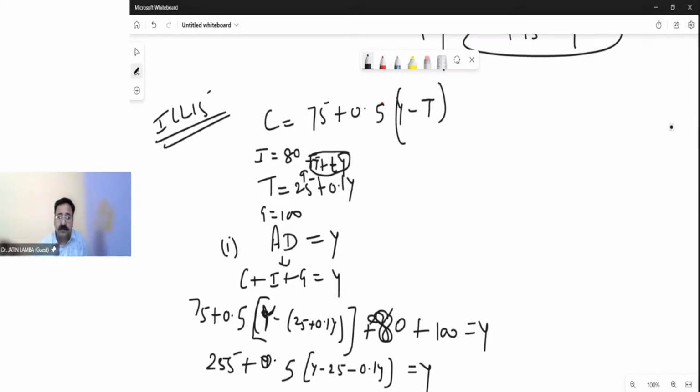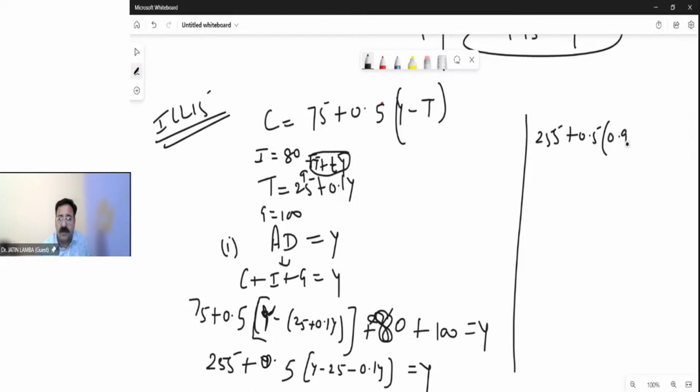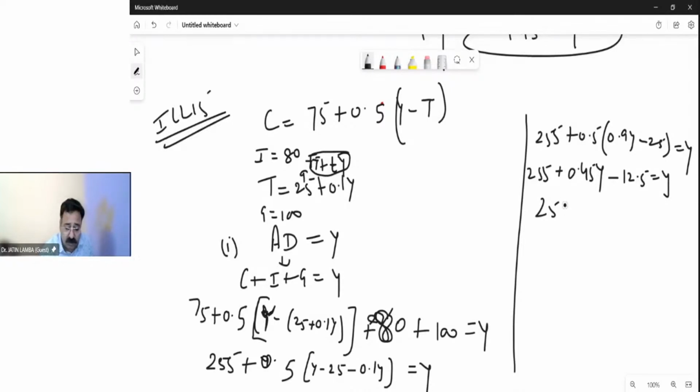Now 255 plus 0.5 Y minus 0.1 Y. It will be 0.9 Y minus 25 is equal to Y. Open up the bracket. 255 plus 0.9 into 0.5, that is 0.45 Y, minus 12.5. 255 minus 12.5 is 242.5. Y minus 0.45 Y.